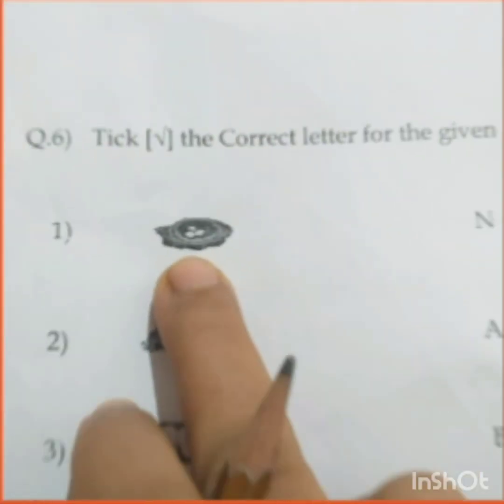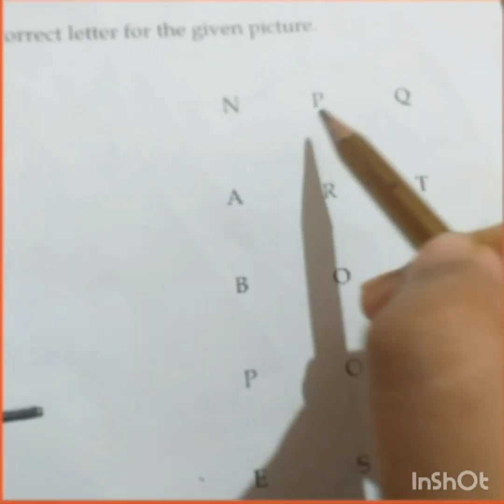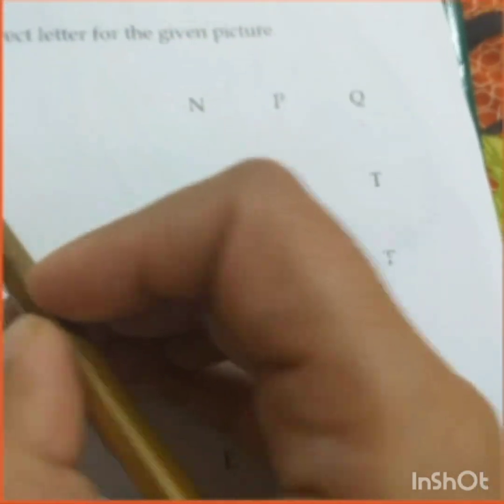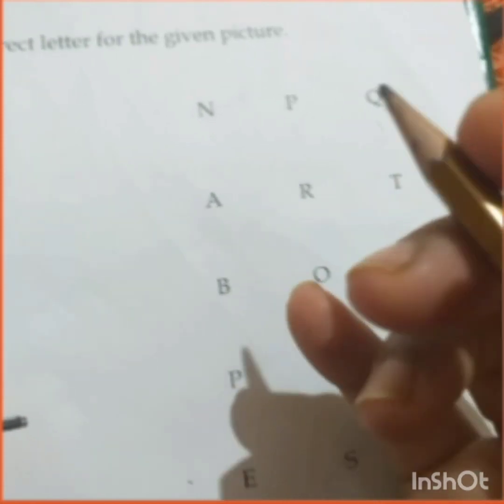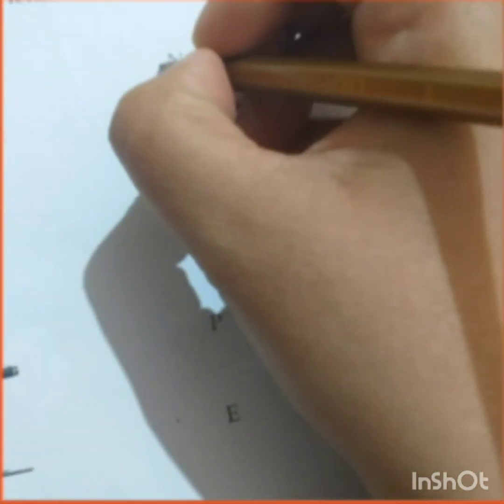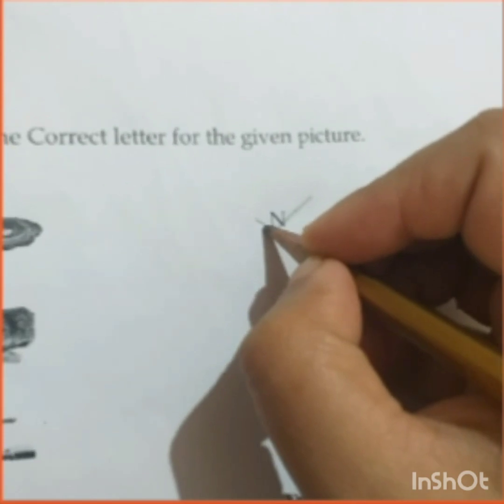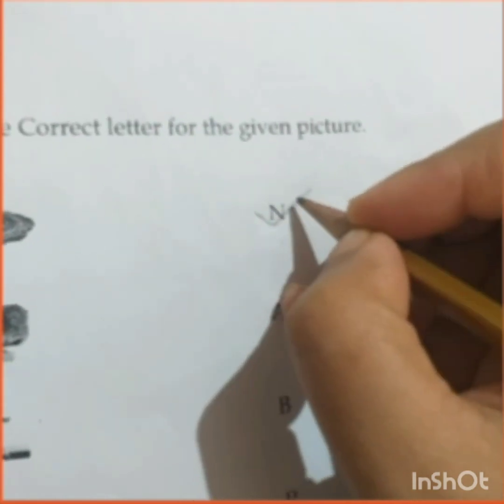Number 1. What is this? It is a nest. Here it has been given the alphabet N, P, Q. So, nest comes from which letter? N. So, you have to make a tick. First, you have to make a slide. The next one is you have to make a tick. Straight, little bit a slanting line and a big slanting line.